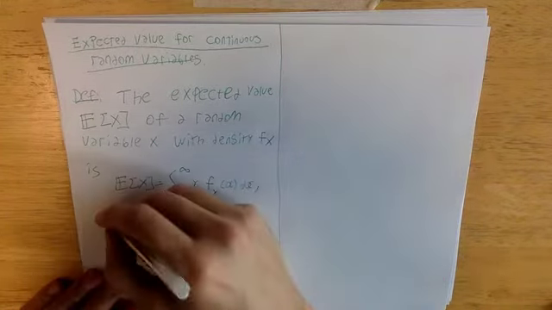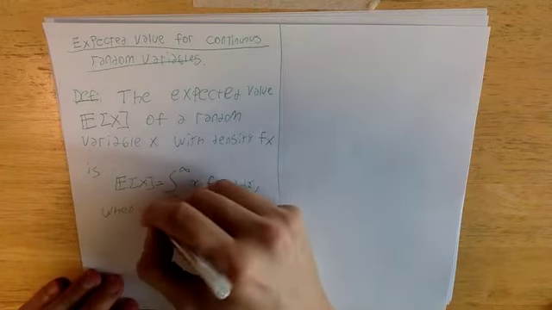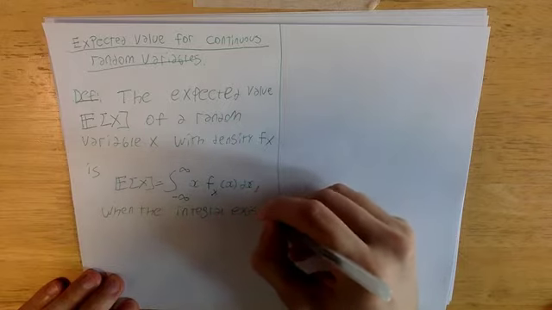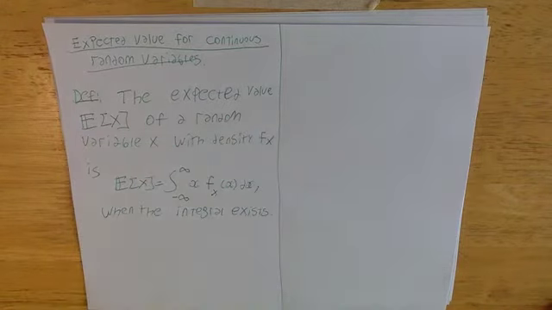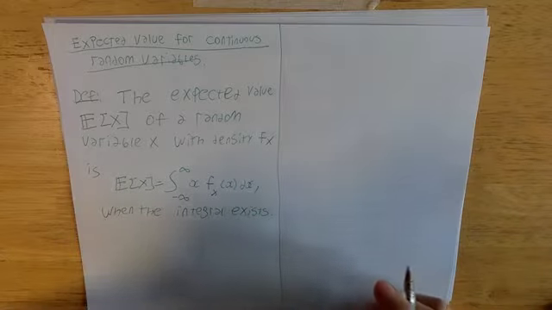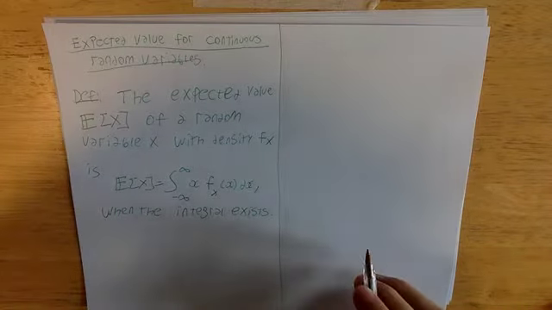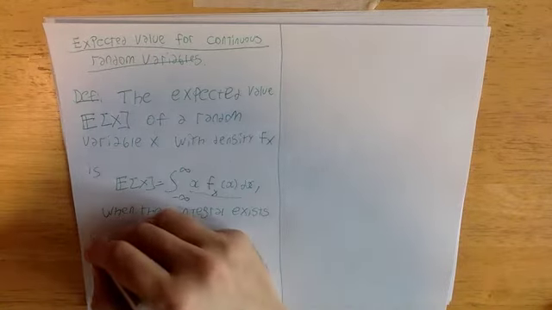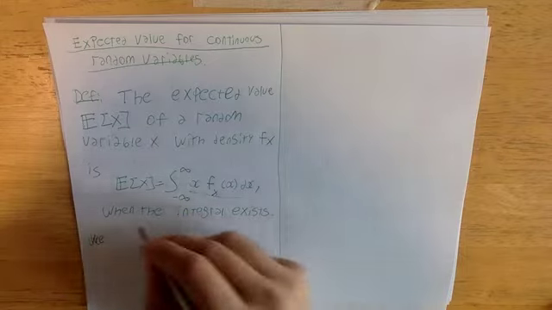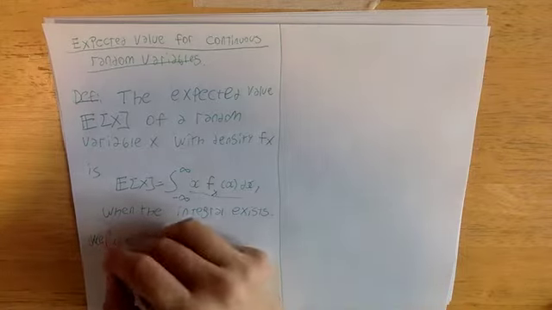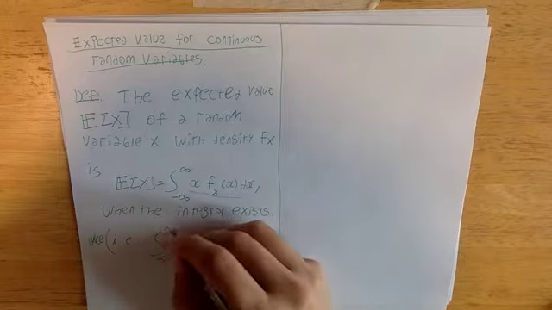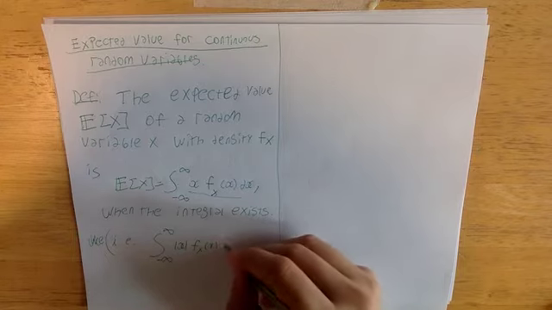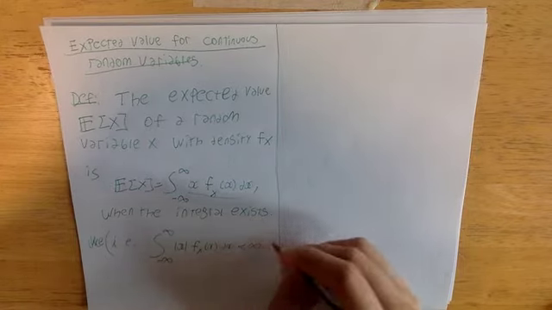Okay, when the integral exists. So what does it mean that the integral exists? It means that this has to be absolutely convergent. So in particular, the integral from minus infinity to infinity of the absolute value of x times f_X(x) dx is finite.